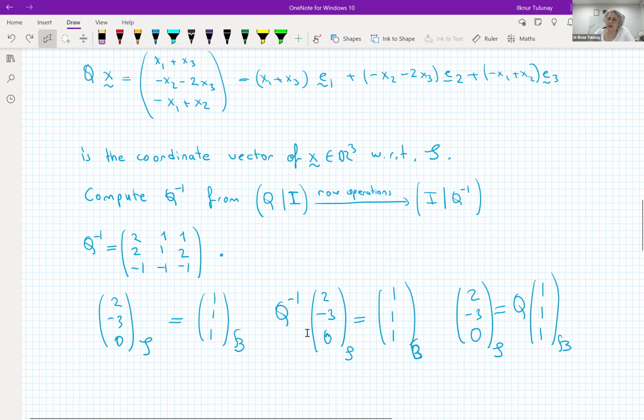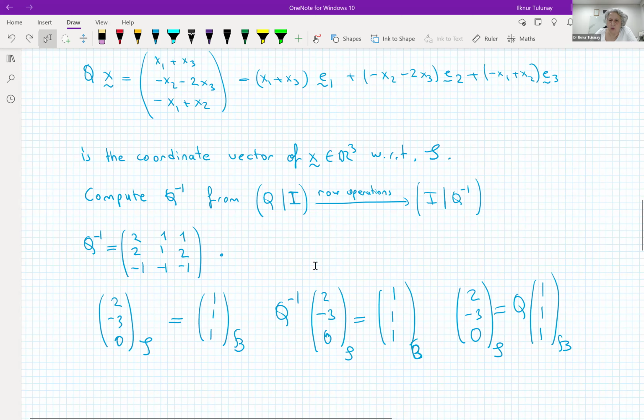Q inverse takes the coordinate vector with respect to S to the coordinate vector with respect to B. And Q times this one, 1, 1, 1, so when we multiply Q by the coordinate vector with respect to B, it gives us the coordinate vector with respect to S. This is what we obtained from this example. It is easy to see if you multiply Q inverse with this vector, for example. Let's focus on this one.